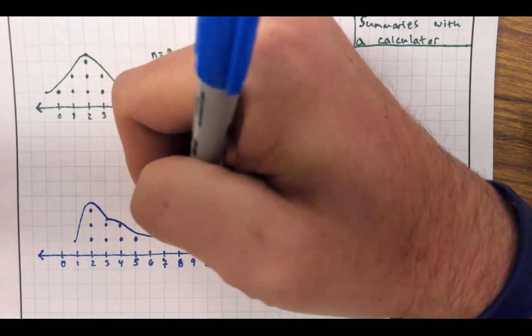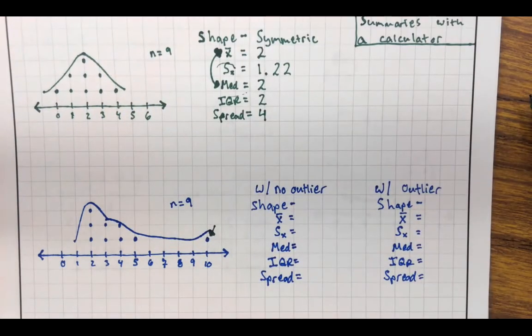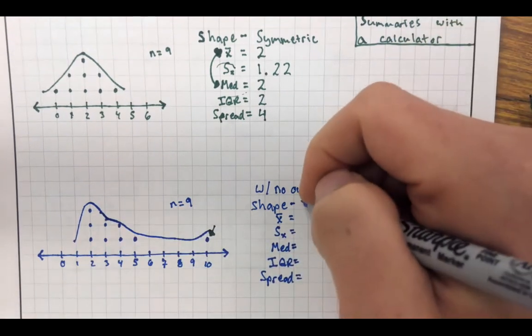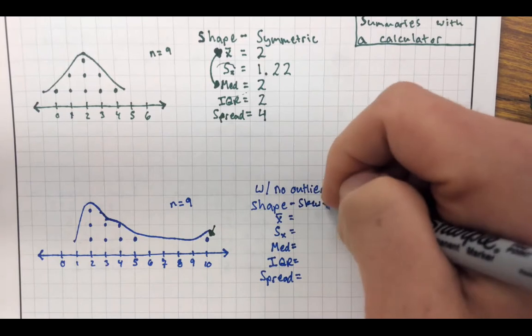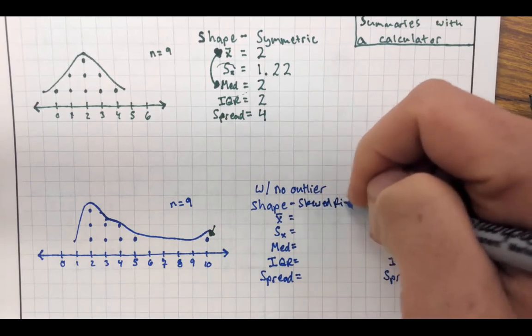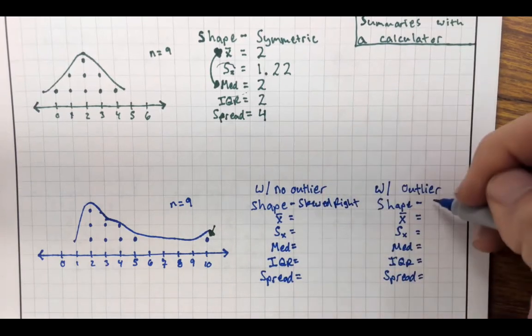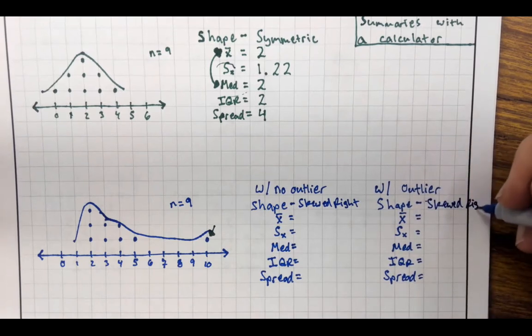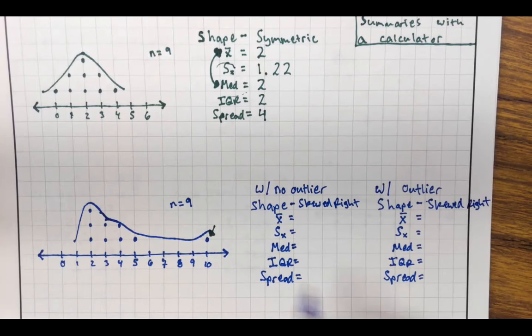We have a long lull, and then we get to that outlier. Okay, so the shape, not a perfect drawing by any means, but the shape is skewed right. It's skewed right because that's where the tail is going. Just write that for both distributions real quick. It is skewed to the right.